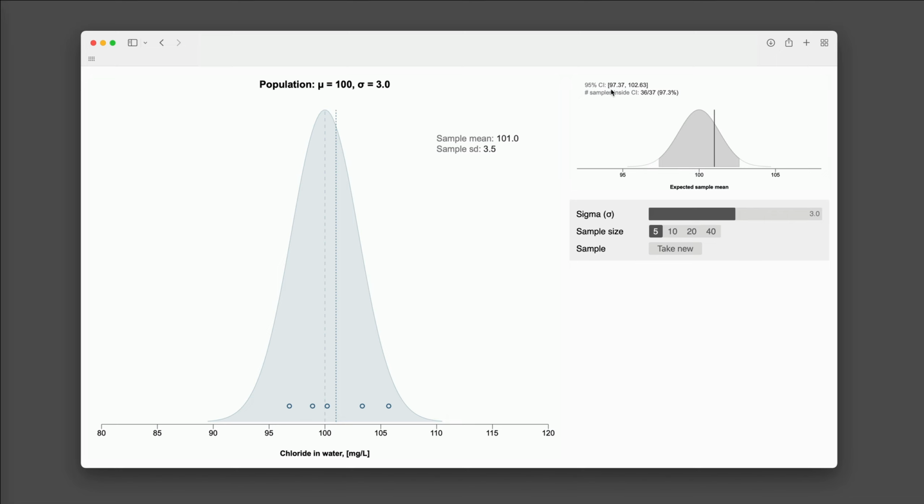And then you can see that in 95% of the cases, it means that if I repeat, if I take my sample many times, like hundreds of times, 95% of the time the sample mean will be here. You can see that I already took 37 samples, and 36 out of 37 had an average in between, and only one had an average beyond this interval. And then you can see it gives me 97.3%.